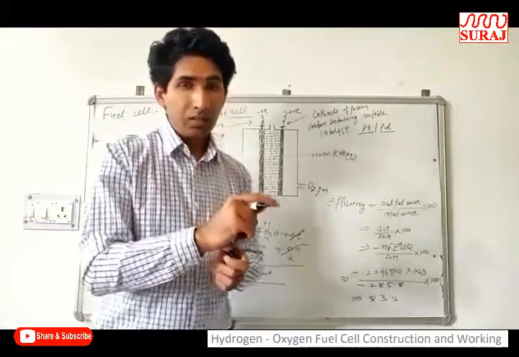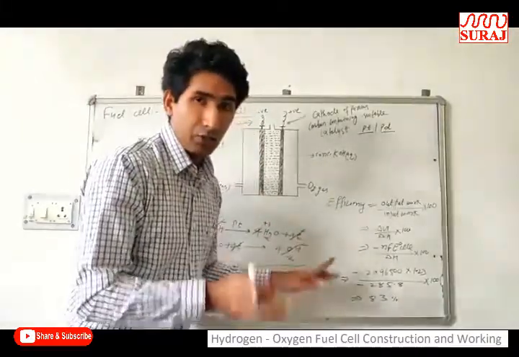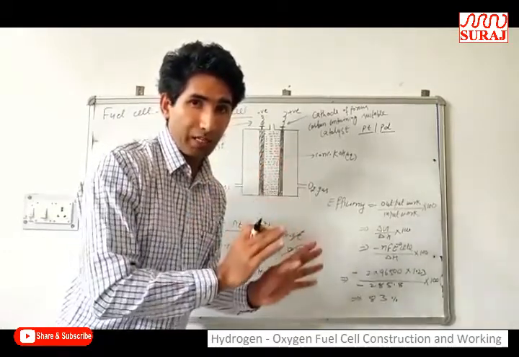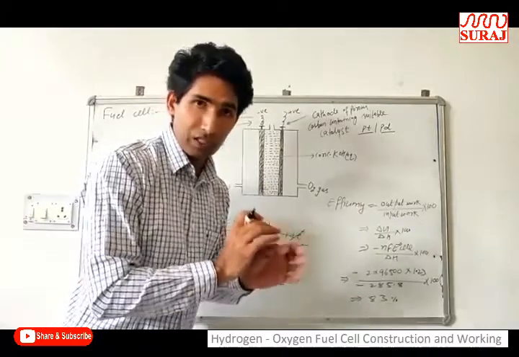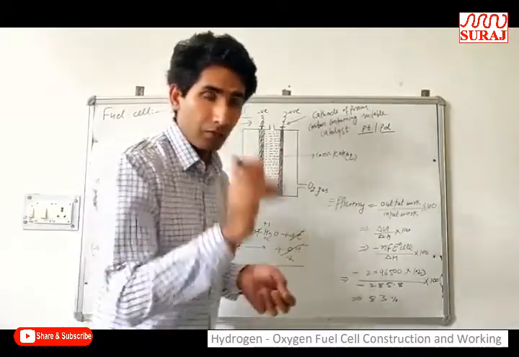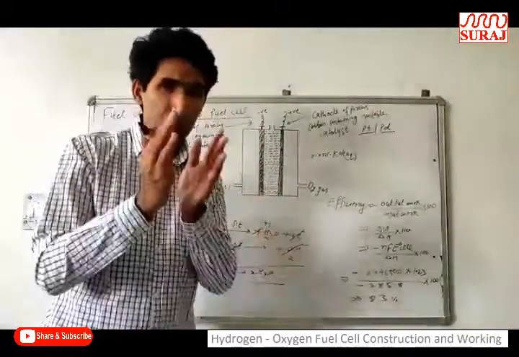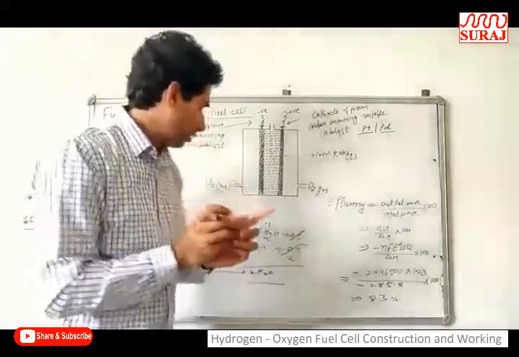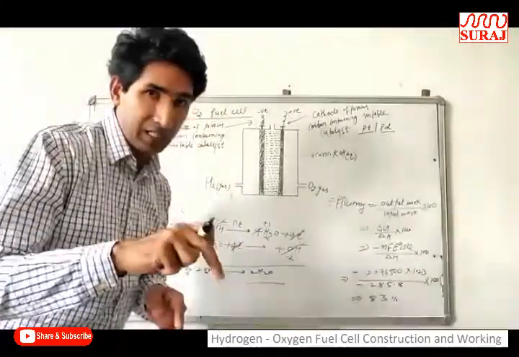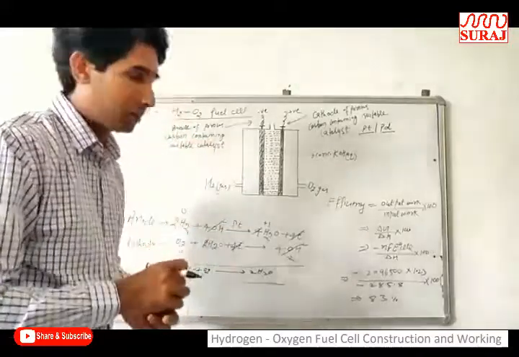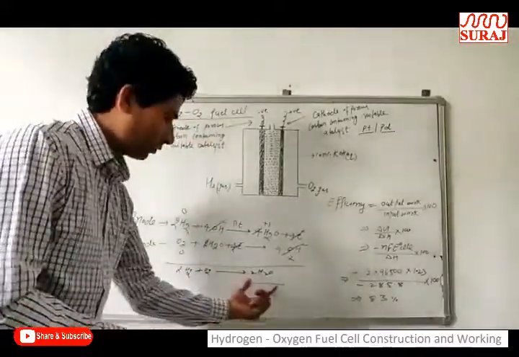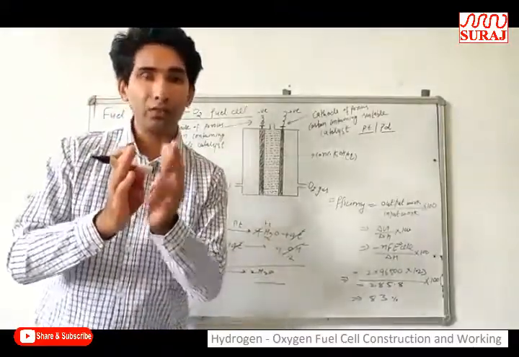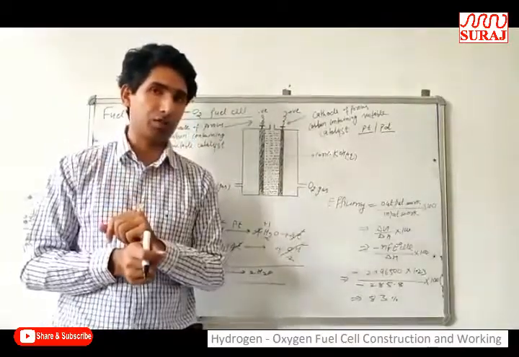Second one is, in this cell we do not have any polluting substance. So it is eco-friendly in nature. Efficiency is high. Clear? One more thing. This cell is used in spacecraft, by astronauts, and in satellites because, first, the efficiency is high, second, it is pollution free, and third, which is also important, during the process we get water. So there is no need to carry drinking water for the astronauts.